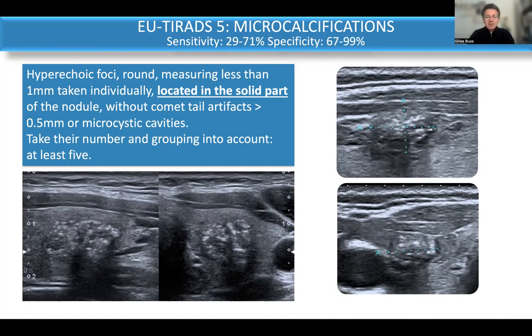They are located, and this is very important, in the solid part of the nodule. They do not generate comet tail artifacts, at least measuring more than 0.5 millimeter, and they are not associated with microcystic cavities. Their number also should be taken into account, because if you have less than, let's say, 4 or 5 hyperechoic foci, very probably they are not microcalcifications. And their grouping is also very important.